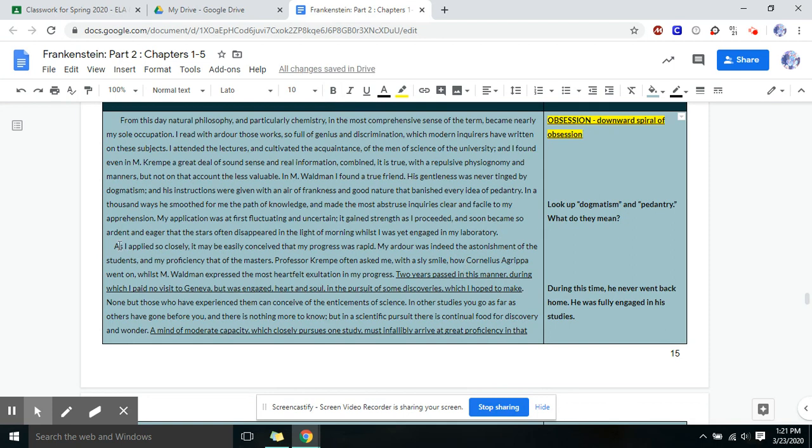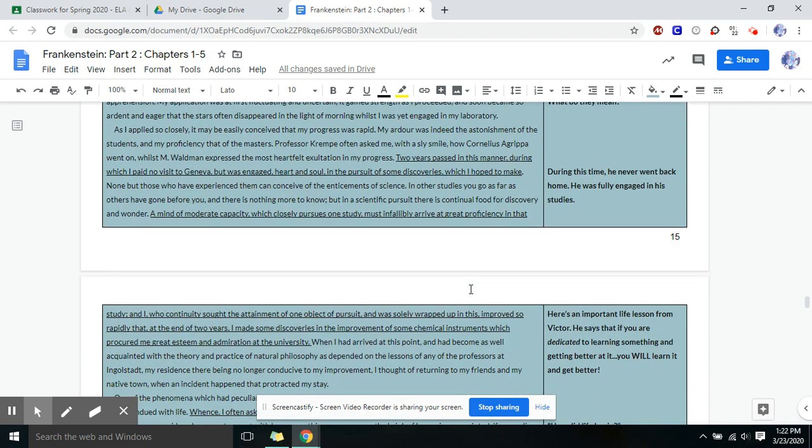So let's look here. "His progress was rapid." That's that obsession, right? "His ardor," which is kind of like a will, an excitement, hard work, "was indeed the astonishment of students, and my proficiency that of the masters." So he's saying his classmates were so shocked by how hard he worked, but also he was just as proficient as the master scientists. The teachers started to catch on to how good he was. He never went home because that's how engaged he was in his studies.